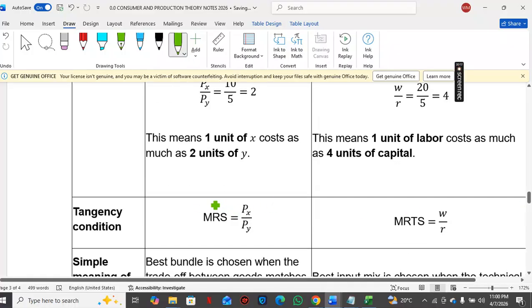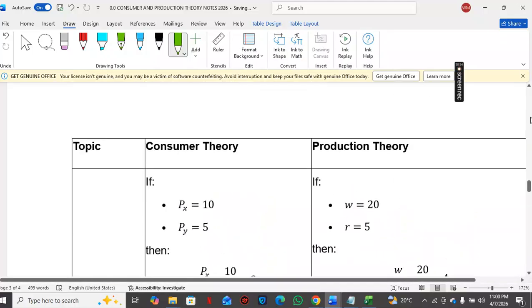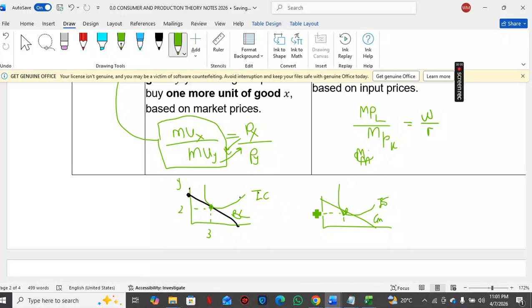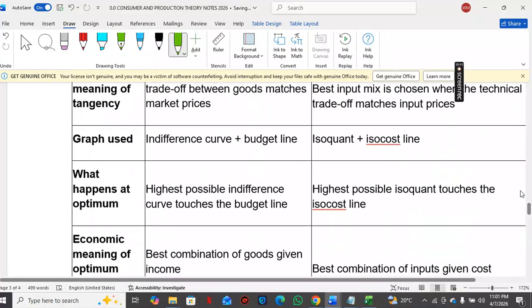So basically what I was drawing there is this tangency condition. Okay, colleagues, these are the small diagrams I drew here. These are the tangency conditions. When we say tangent, we mean the line and the indifference curve are just touching at one point. That's what we mean by tangent. This is the tangency condition.